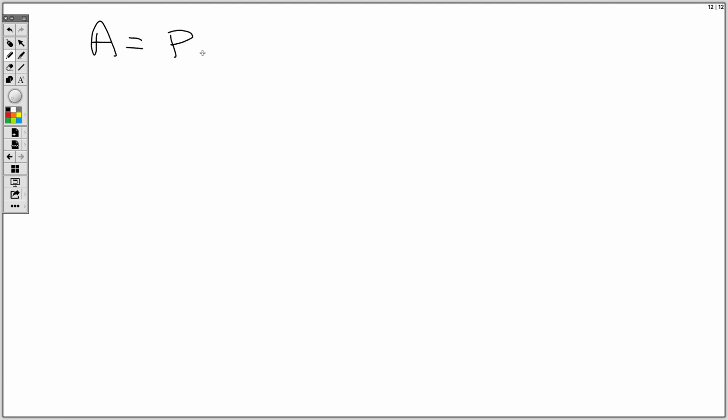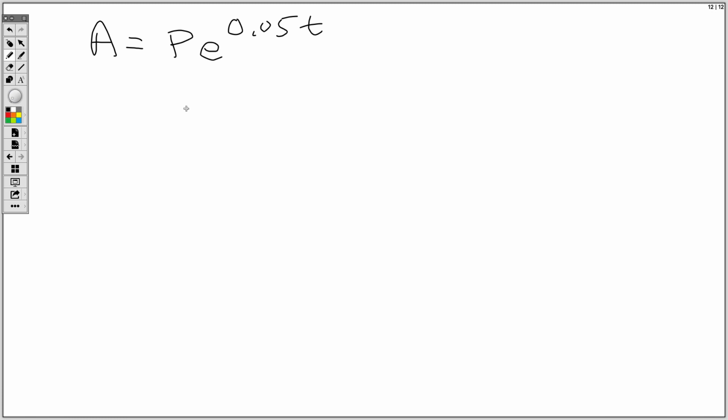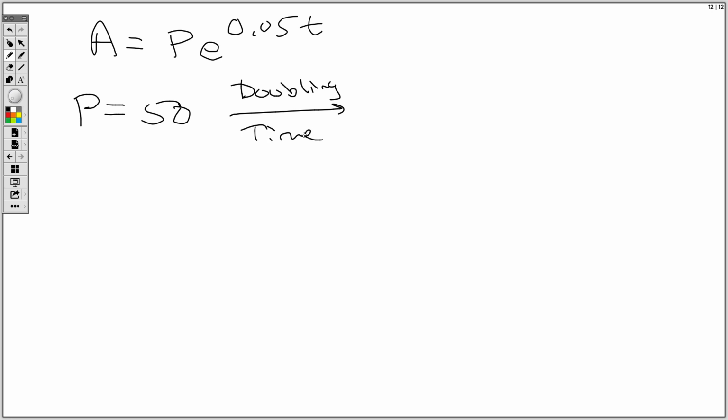Okay, so e to the 0.05t. All right, and we want to know what the doubling time is. So let's just say you started off with $50. Okay? Then if I wait the doubling time, I'd be waiting until that $50 grew into what? $100. And that would be my A. So I'd have 100 is 50 times e to the 0.05t.